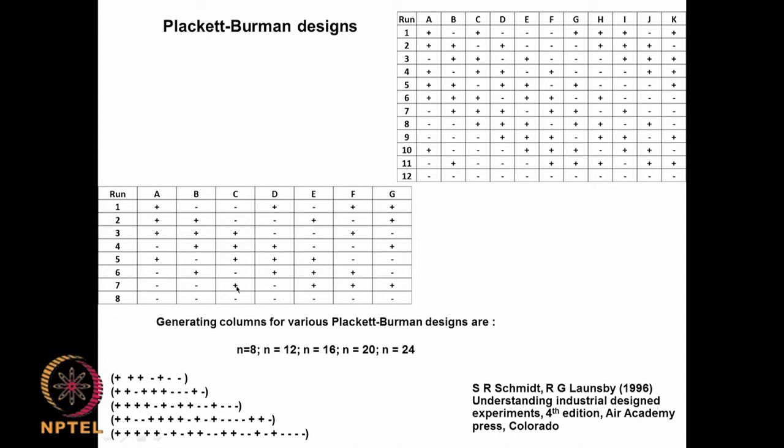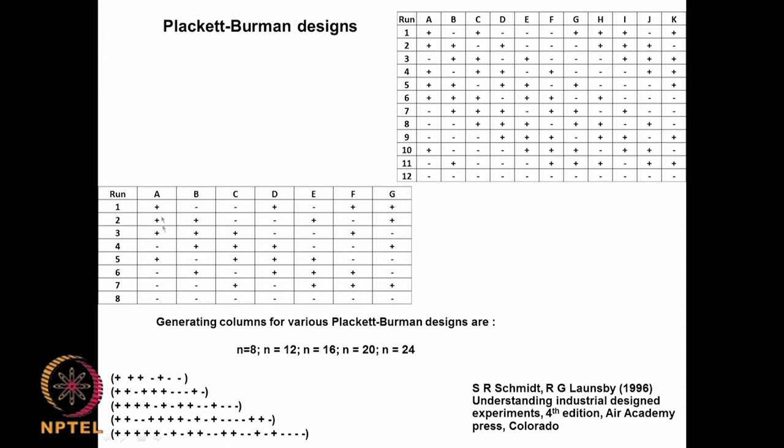How do you get D? Take this and put it there and then push everything down one. E, push it, this plus will come down, like that you build it up, okay. So you have a design generator for 8 runs, it gives you 7 numbers here, the last row will be all minuses.